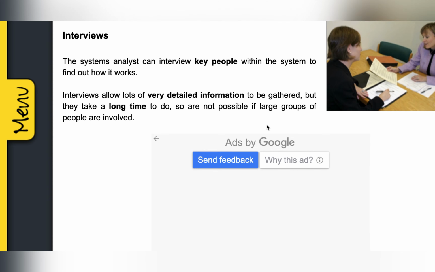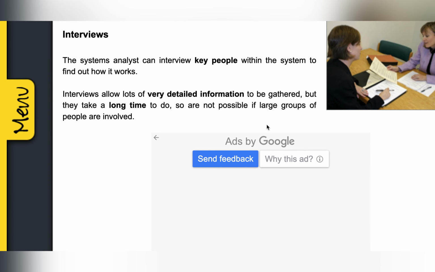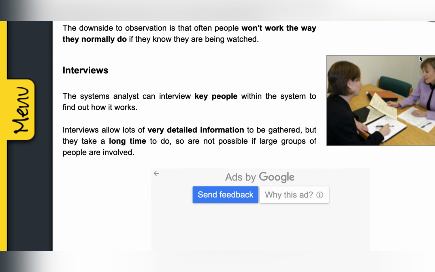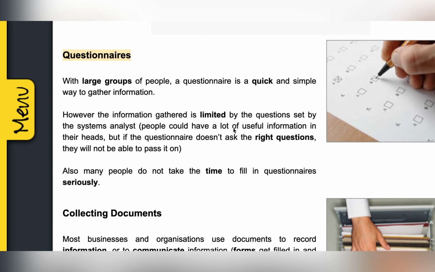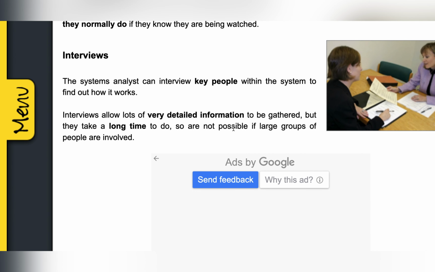Number 2 is interview. You interview people, you bring them one after the other to your office as a system analyst, and you begin to ask them questions regarding the system and how it works. Interview is a good way, but the only problem is that it wastes a lot of time. You have to spend days and weeks and months interviewing the people in a very large organization. The advantage is that you get a lot of information, but the disadvantage is that it's time consuming.